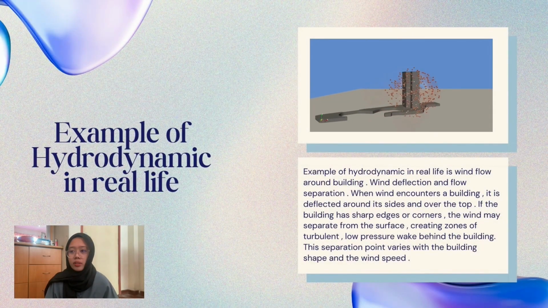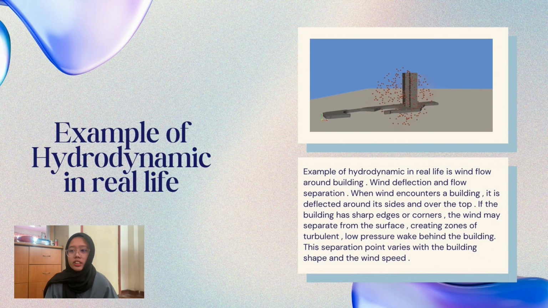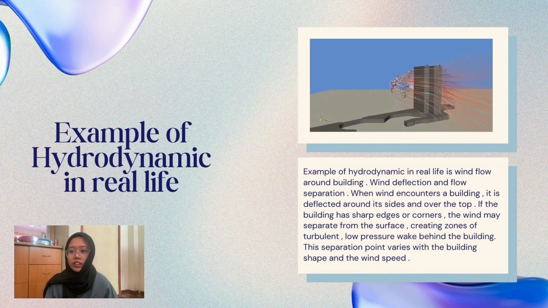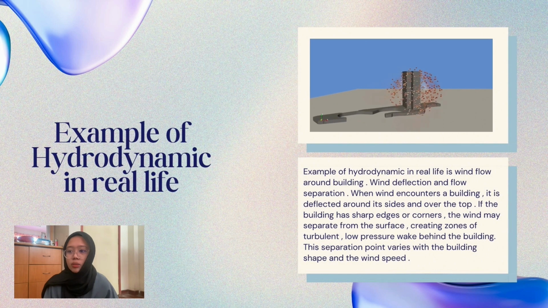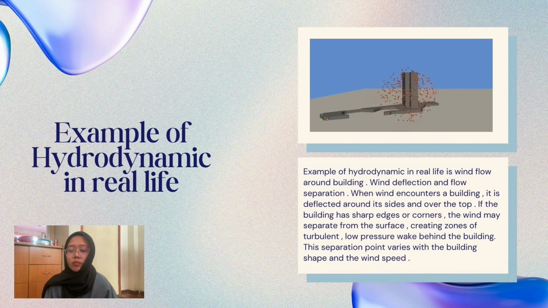Example of hydrodynamic in real life is wind flow around a building, wind deflection and flow separation. When wind encounters a building, it is deflected around its side and over the top. If the building has sharp edges on the corner, the wind may separate from the surface, creating a zone of turbulent, low pressure wake behind the building. This separation point varies with the building shape and the wind speed.